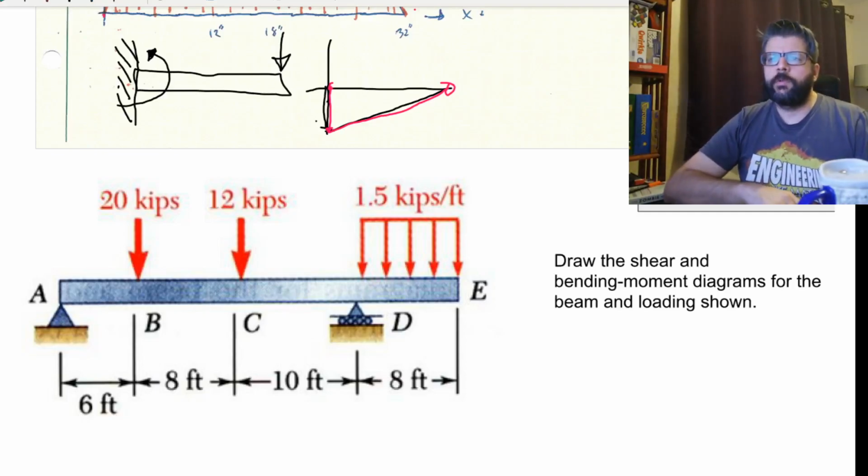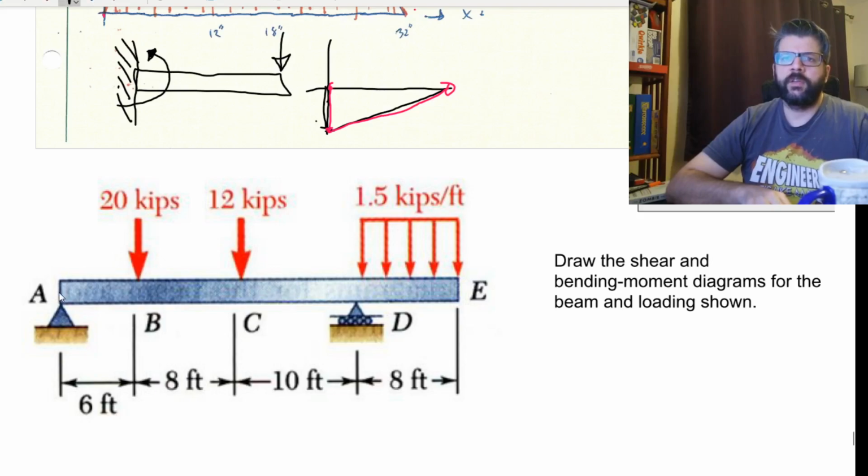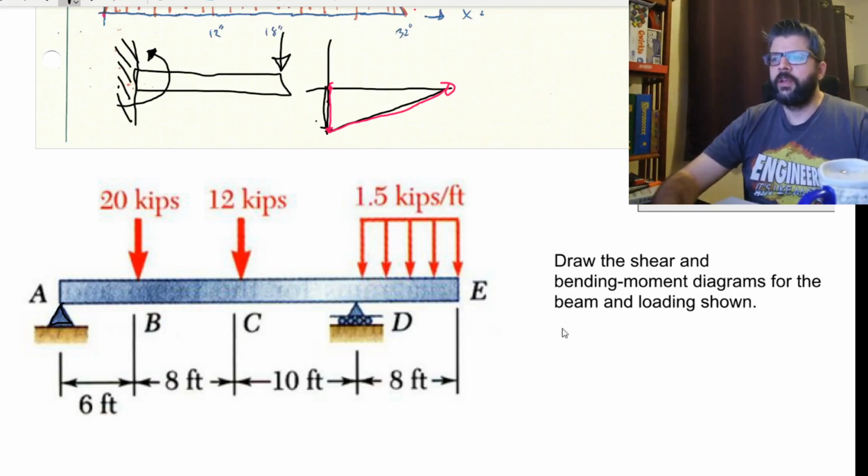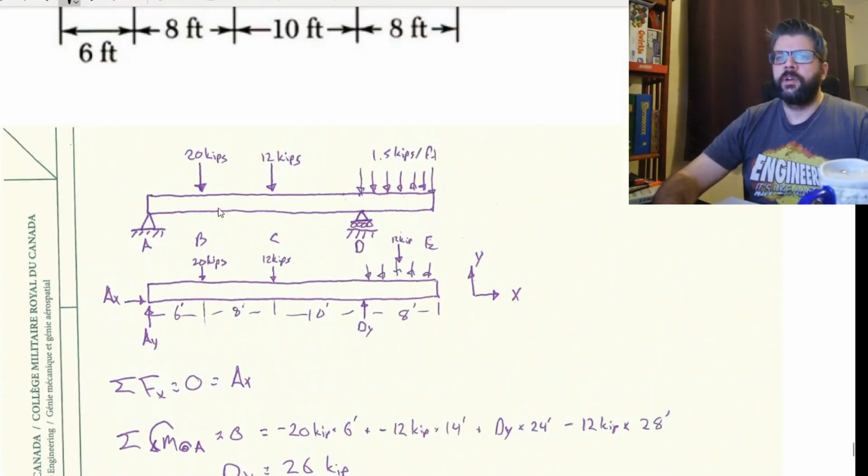Okay, so let's go through one more example here. This one we've got a pinned connection on the left here. We've got a roller connection kind of in the middle here and a bit of an overhang here with a distributed load on it. So just first off, recreate the diagram.